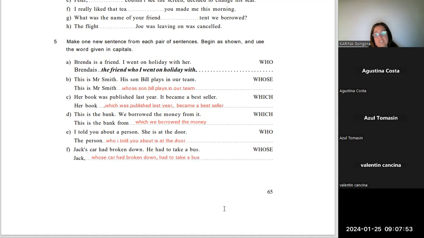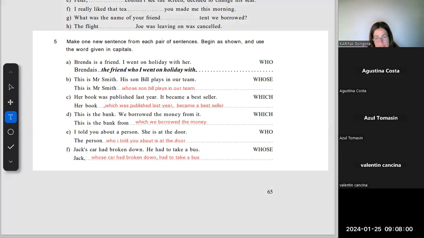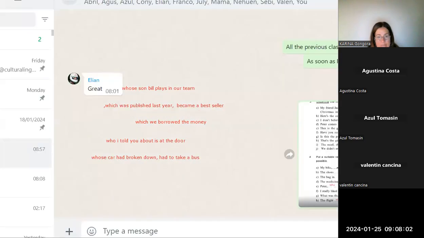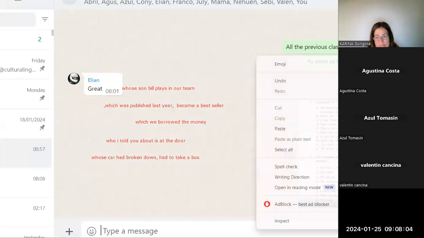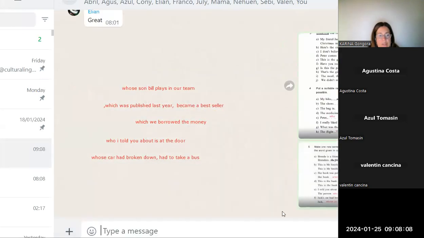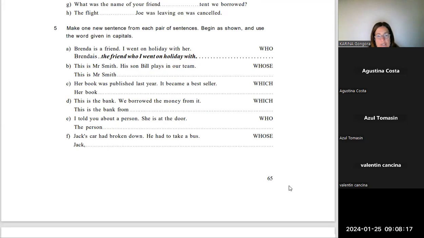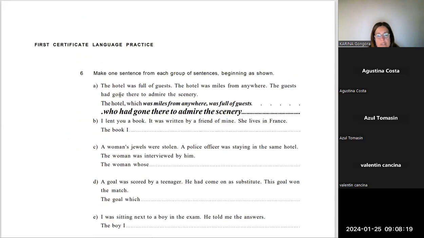Very good, people. I will take a screenshot and I will send it to the chat. And we will go to the other exercise. And there you go. Very good. Excellent. Another one. Make one sentence from each group of sentences, beginning as shown.